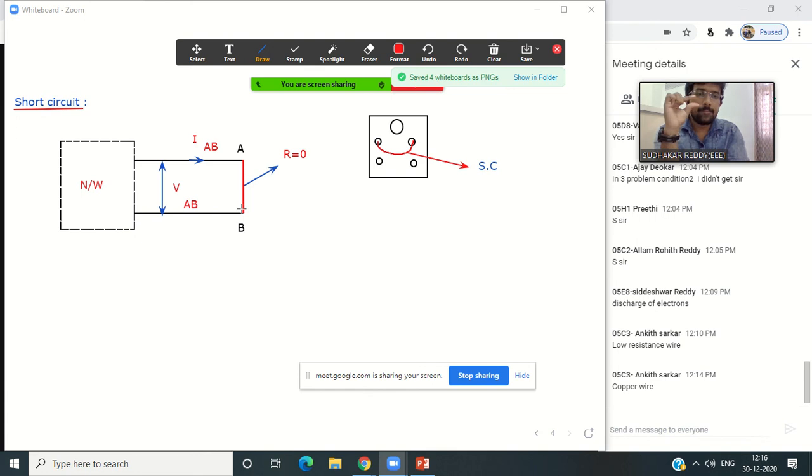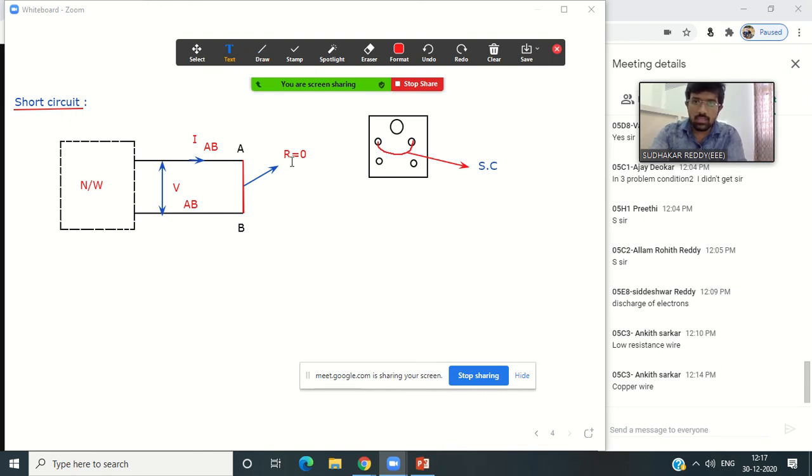Thickness means what? Cross-sectional area, right? Yes or no? So if we are increasing thickness, the cross-sectional area increases. So what about the resistance value? Decreases or increases? Decreases. That is the reason why I consider a conductor with resistance almost equal to 0.